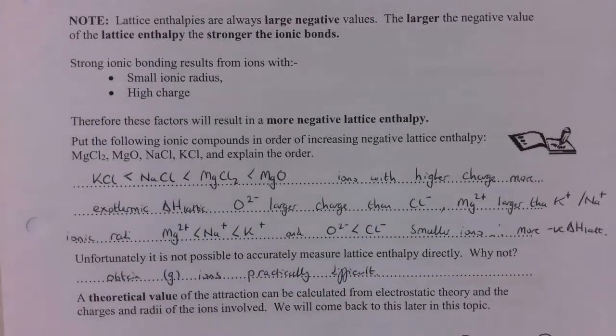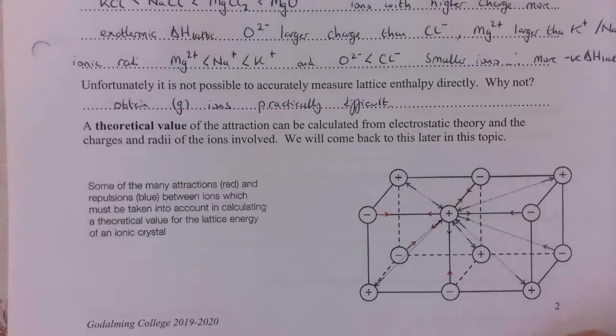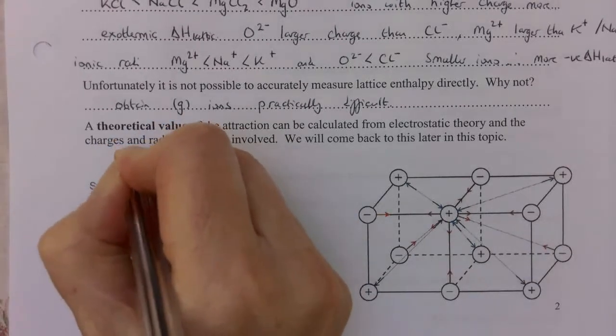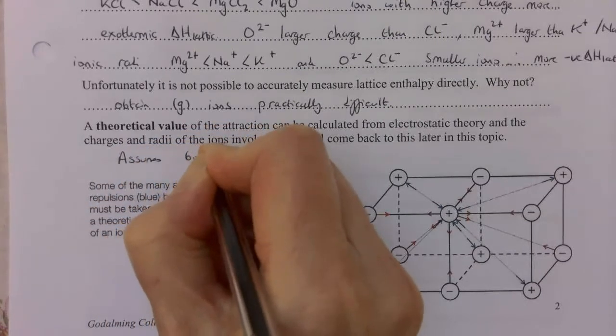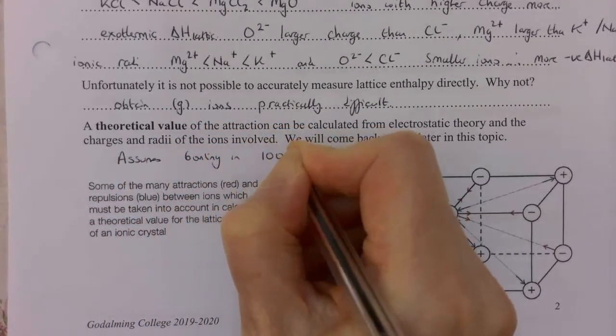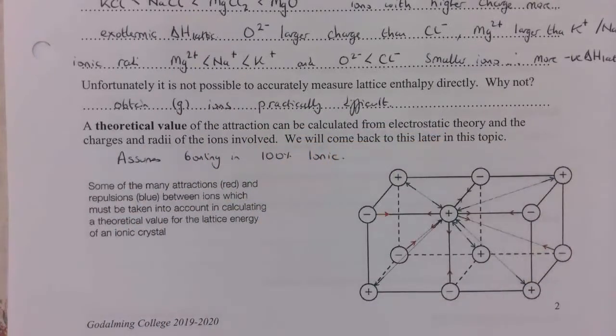So you'll see later on how we can calculate this using practical values, in our Born-Haber cycle. Another way of calculating the lattice enthalpy is to use the theoretical value, which is calculated from electrostatic theory. And this takes the charge and the radii of the ions involved into account. And we'll have a talk about that later on. But the theoretical value assumes the bonding is 100% ionic. Okay, so you're using the charges and the radii of the ions, and you can assume that all the bonding is ionic.